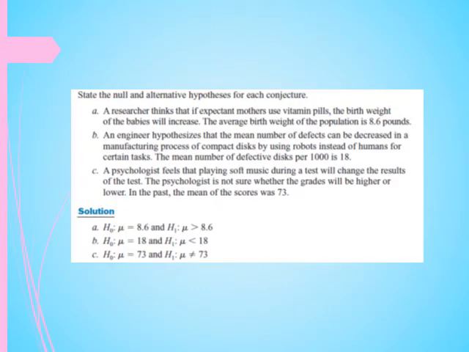Here, let's practice more on this point. Number A: a researcher thinks that if mothers use vitamin pills, the birth weight of the babies will increase. The average birth weight of the population is 8.6 pounds. Here, if the moms take vitamins at pregnancy time, maybe the babies' weight increases. The average weight is as usual 8.6, so we have H0: mu equals 8.6, but it may increase. So we have increase, which indicates for the alternative hypothesis mu greater than 8.6. And this is a one-tailed test, a right-tailed test.